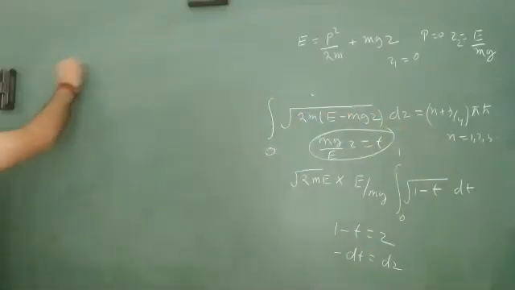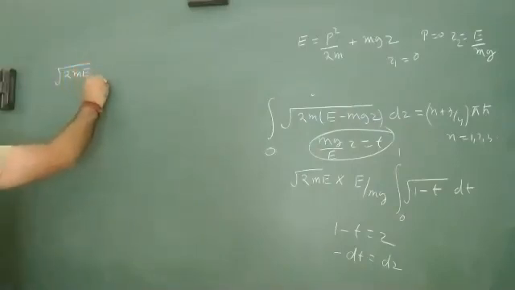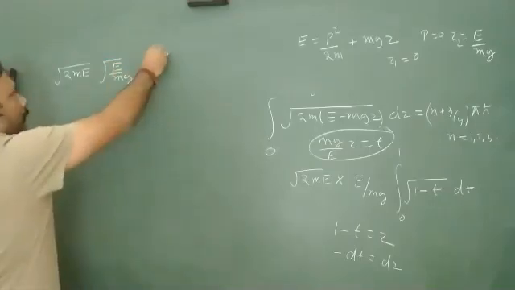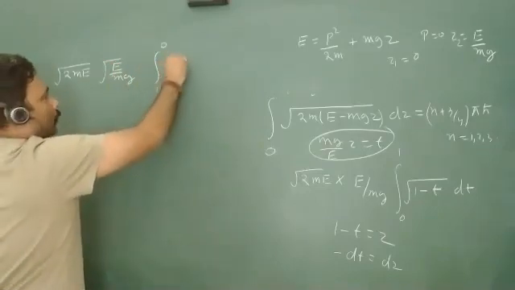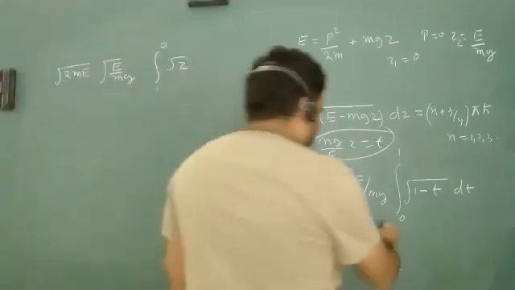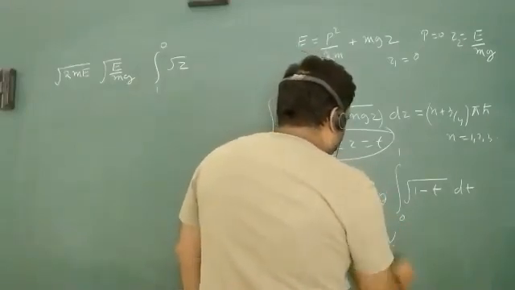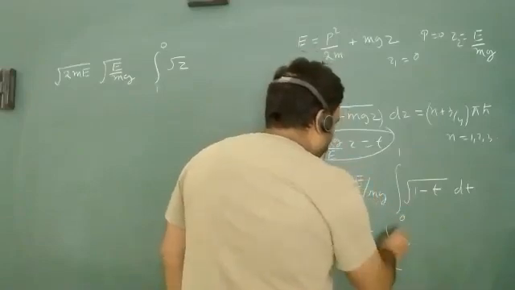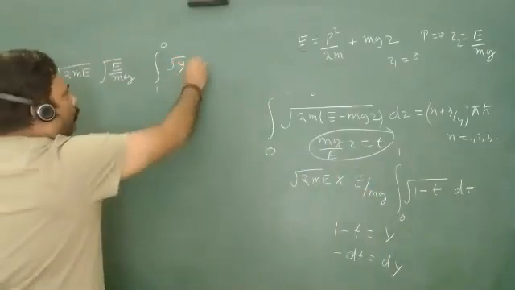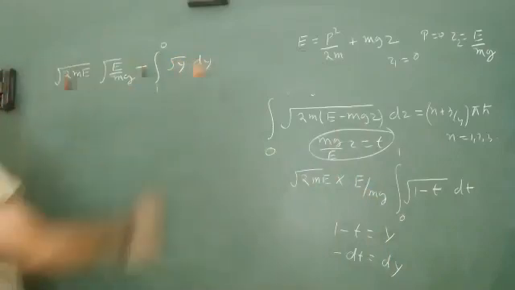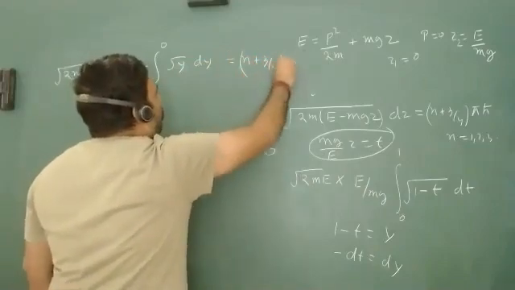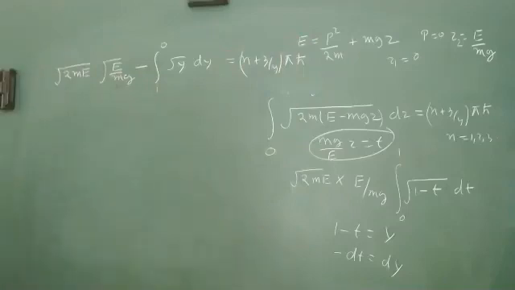So let's go for this integration. Root under 2me, root under e upon mg, and we have this integration as 1 to 0 root under z dz, and again that is z. So put something else. Okay, put something else. Let's say put w or y. Let's put it y. Then this will be dy. So this will be root under y dy, and this is the minus sign. And this value is equal to n plus 3 by 4 pi h cut. So this is the thing.